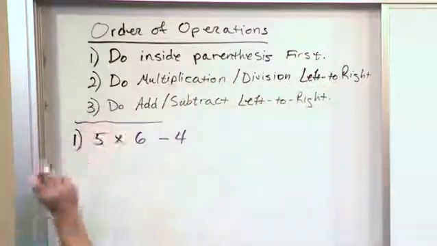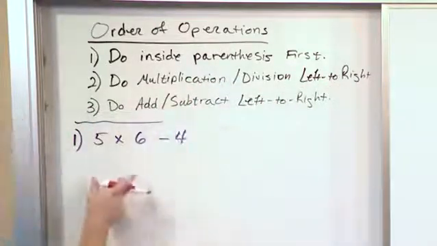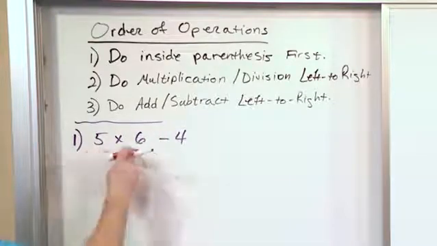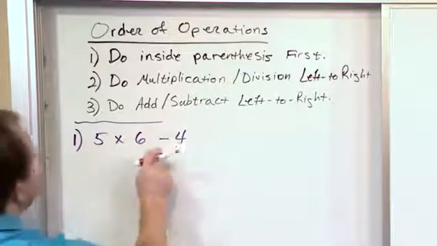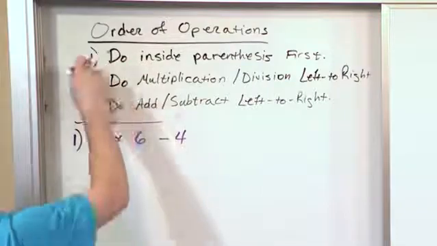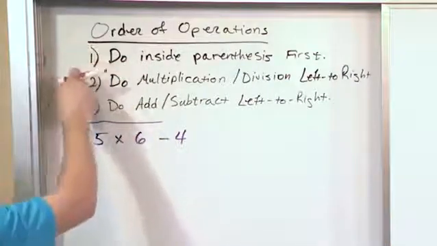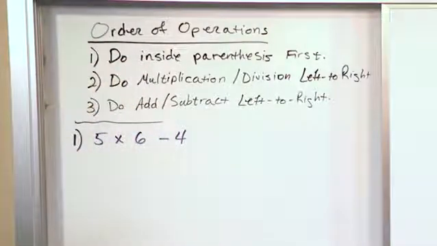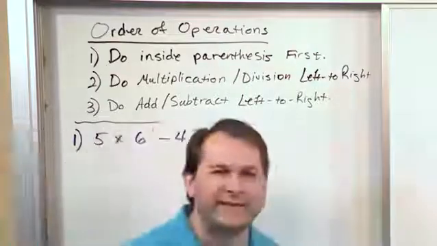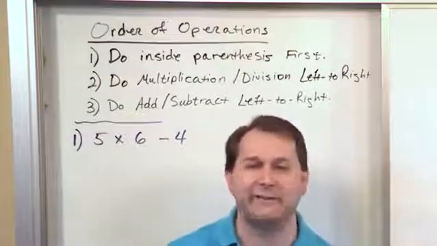Number 2, do multiplication and division left to right. So multiplication and division comes before adding and subtracting. That means this multiplication here has to be done before the subtraction, because we go down the order here. Adding and subtracting basically is always going to be last in every problem you do.